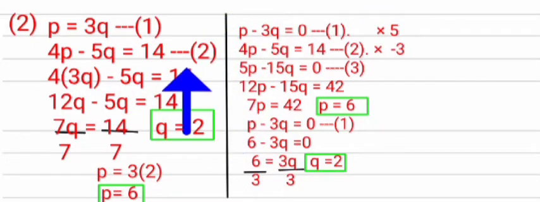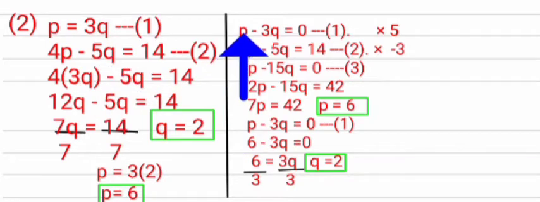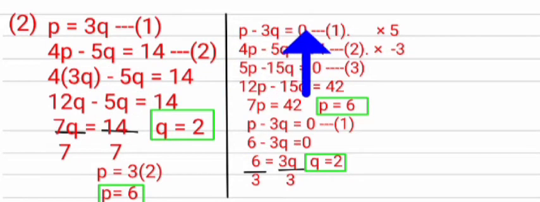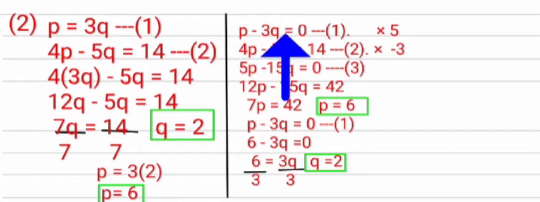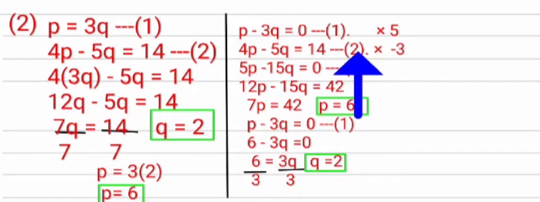This is how you solve this same problem using the elimination method. So let's go ahead. Here we have p minus 3q is equal to 0. Remember, we have to equate this to 0 because we are going to be multiplying through, and to make it a standard equation, we need to equate it to 0. So we are going to have p minus 3q is equal to 0, equation 1, and 4p minus 5q is equal to 14, equation 2.